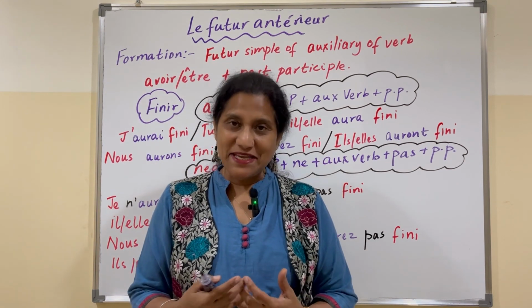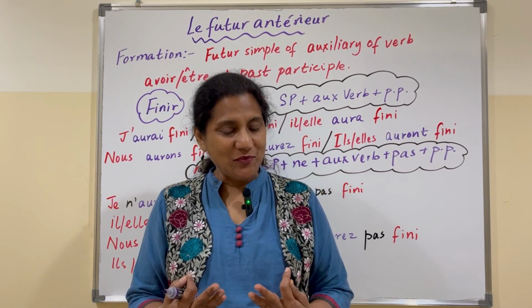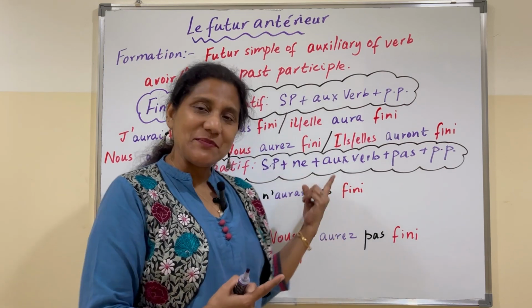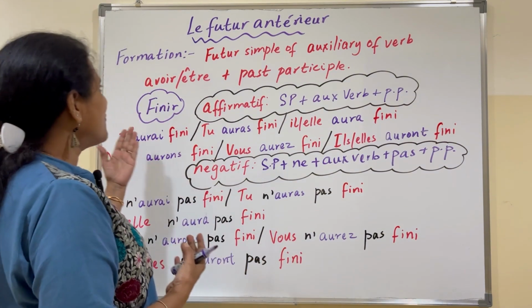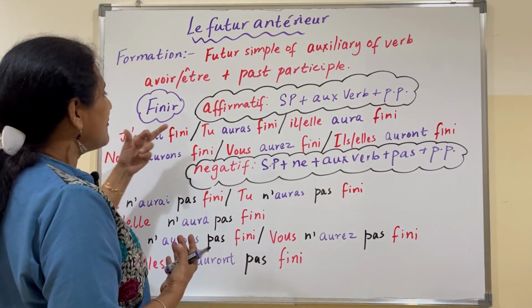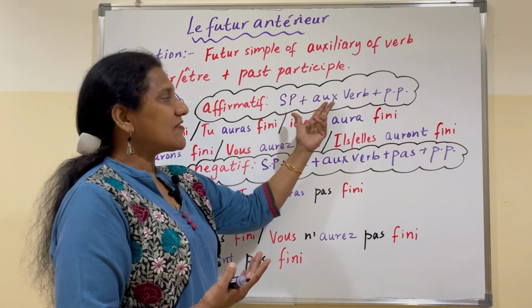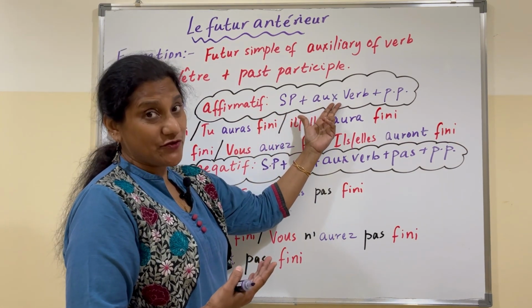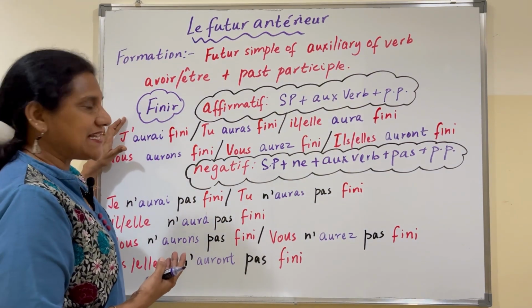Let's see the formation of futur antérieur in the three forms, that is affirmative, negative and interrogative. So first, in affirmative form, what's my rule? It says: subject pronoun, write out the auxiliary verb in future simple plus past participle. So I've taken a verb, finir.